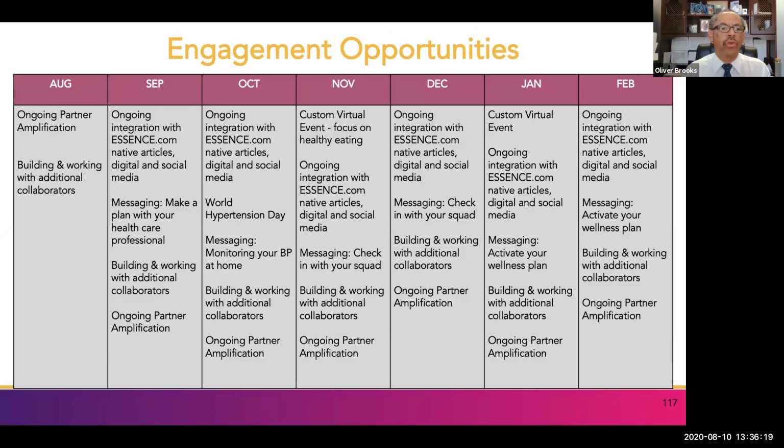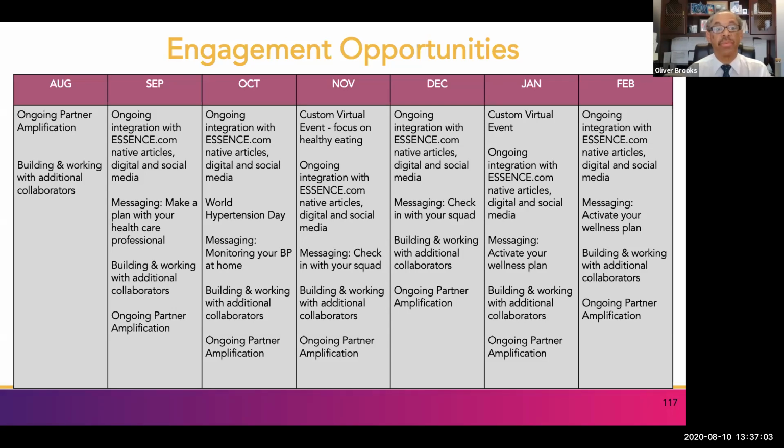All right, so what we're doing right now is we're working to push our project forward. This is a basic structure. This is what goes out to all the partners. Like in September, for example, ongoing integration with Essence, native articles, which means articles that are in the print version, and digital and social media. The messaging for September would be make a plan with the healthcare professional, and then building and working our collaboration. We just got together in March, those organizations, so we're still building on our collaboration. It's a 3-year project, so we're amplifying each other.